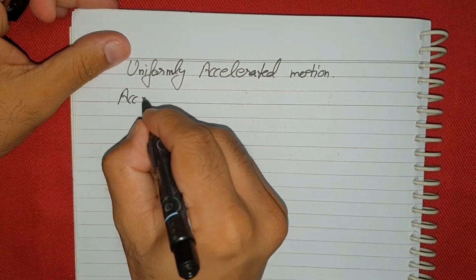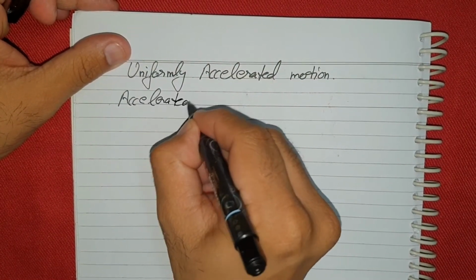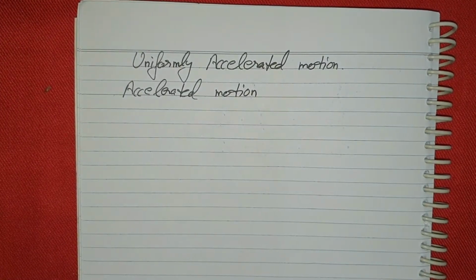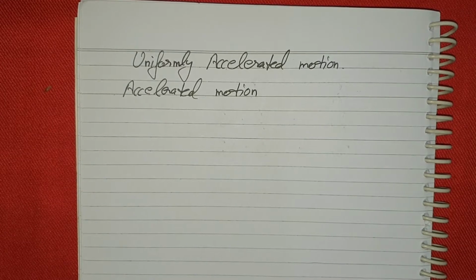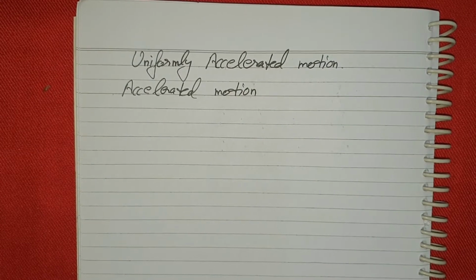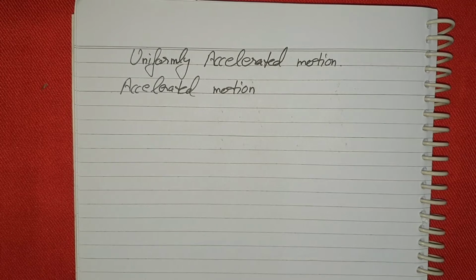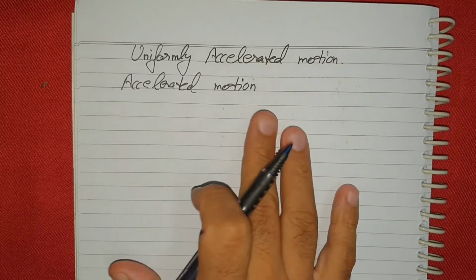Now, the next topic is uniformly accelerated motion. Now, you know what an accelerated motion is. Accelerated motion is one in which the velocity of the object is changing. Suppose in a non-uniform motion of an object, the velocity is different at different instants. That is, the velocity of the object keeps on changing with time. Such motion is said to be an accelerated motion.